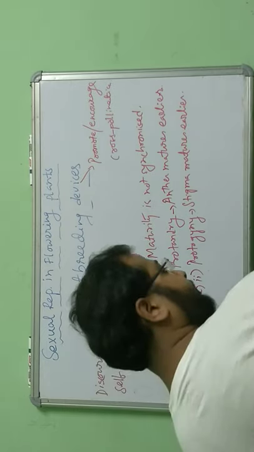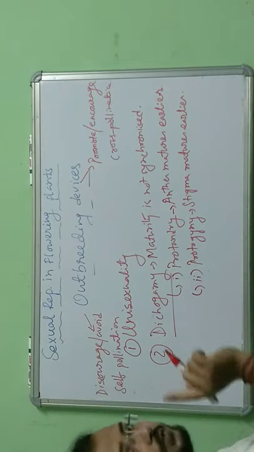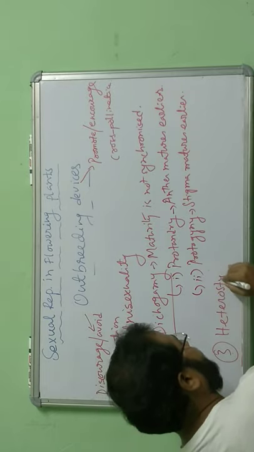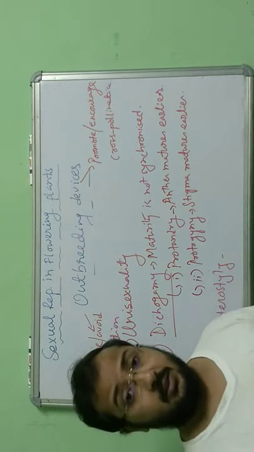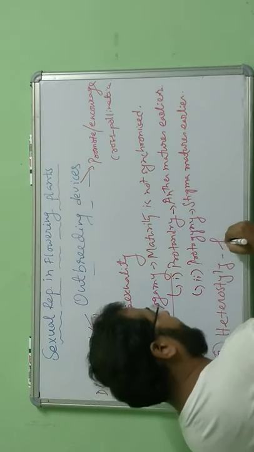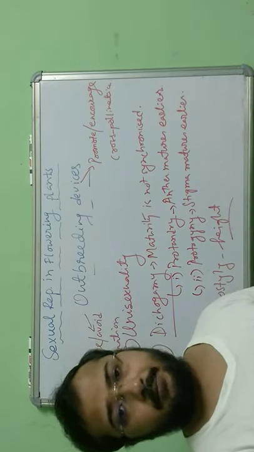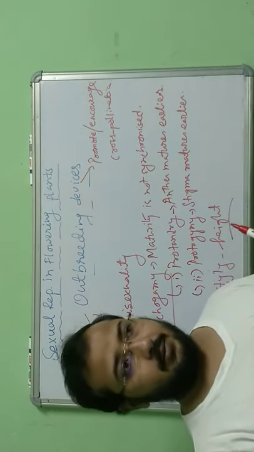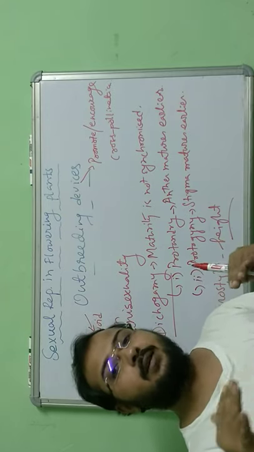Number three, heterostyly. What is the meaning of heterostyly? Heterostyly means the length of the anther and the stigma is not the same, the height of the anther and the stigma is not the same. Pollination is favorable when the height of the anther and stigma is the same.